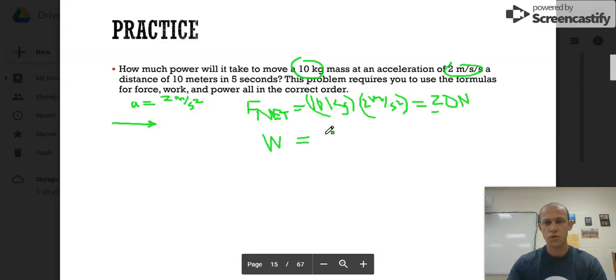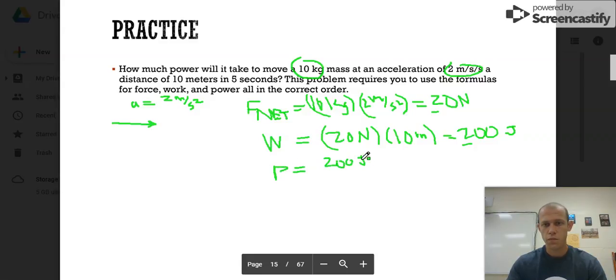Next, we have to find the work. So work is your force over a distance. And that distance will be 10 meters, which will give us out 200. And now that is a label of joules. And lastly, our power is going to be work divided by time, which is 5 seconds. That gives us 40 watts of power.